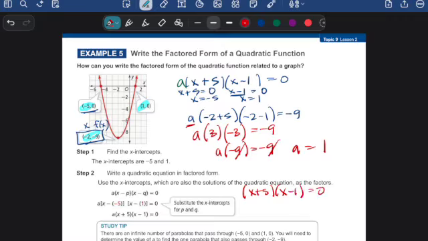Let's distribute our two binomials. X times x gives me x squared. X times -1 gives me minus x. 5 times x gives me positive 5x. 5 times -1 is -5 equals 0. And combine our like terms. Plus 4x minus 5 equals 0. If you wanted to move the 5 to the other side, you could.